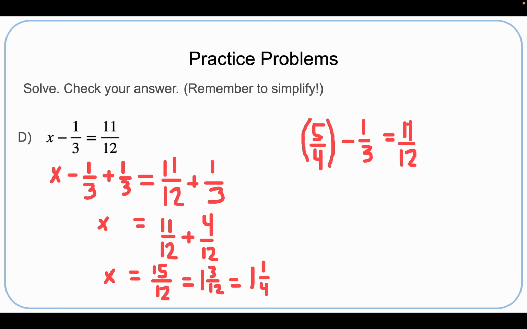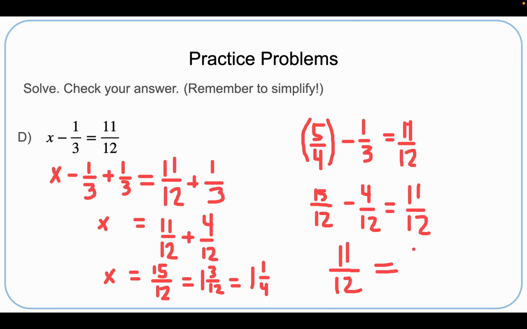Okay, we need common denominators here. Between 4 and 3, that's 12. So we'd be multiplying by 3 here. 15/12 minus 4/12 equals 11/12. And yes, 15 minus 4 does equal 11. 11/12 equals 11/12. Our answer checks.